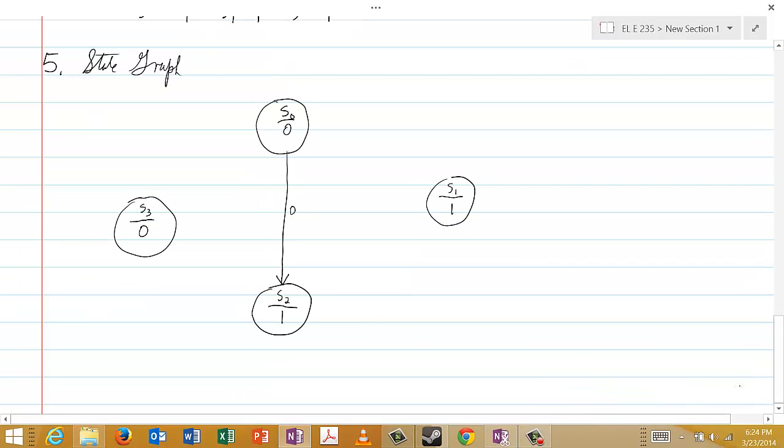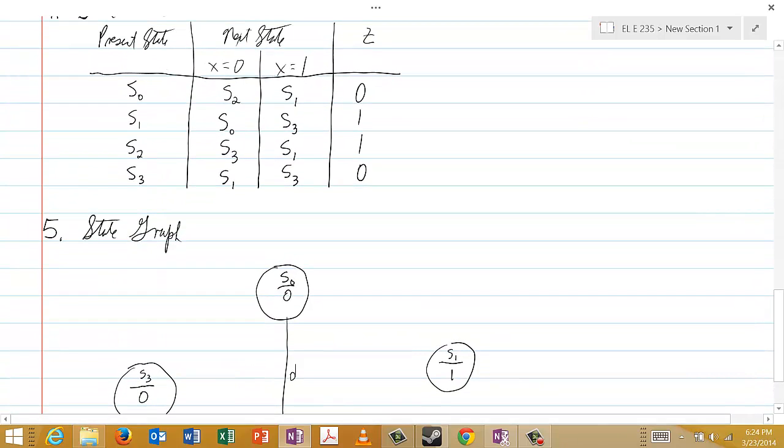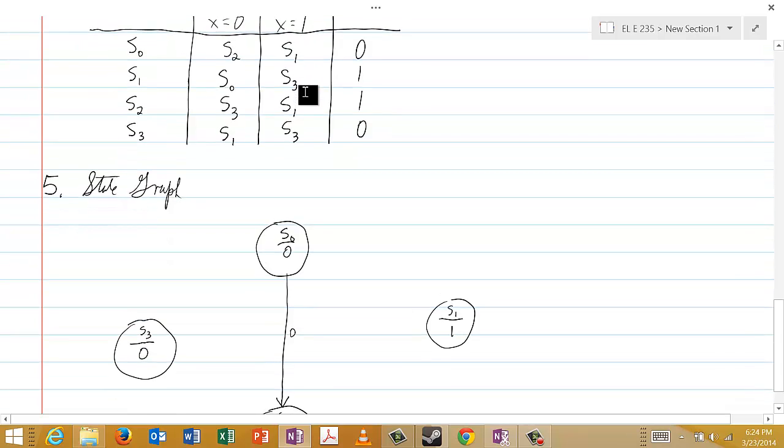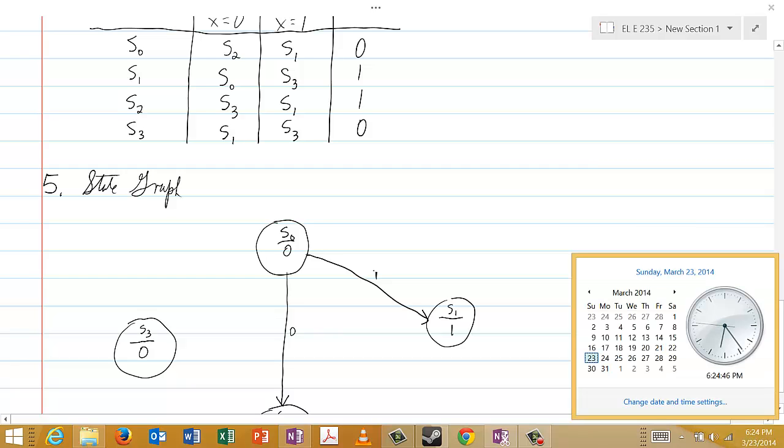Okay, what will happen if we're in S0 and the input is 1 rather than 0? Well, our table tells us that if we're in S0 and x is equal to 1, then the next state will be S1. So we represent that in this way, an arrow from S0 to S1, and we put a 1 beside it. By the way, before I go any further, this circuit is the same as one that's in the book on page 398.